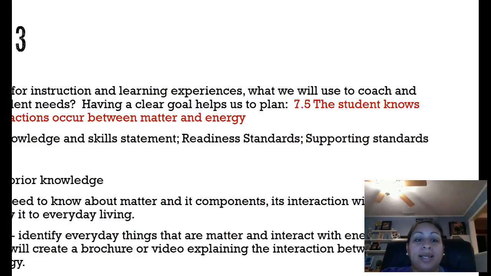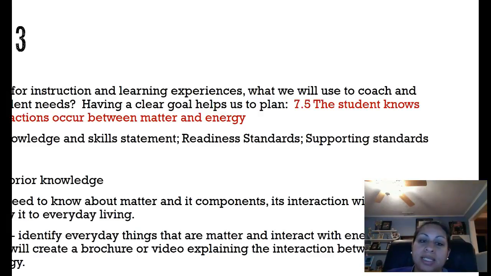This is where we plan how we're going to teach our students, what we're going to teach them. So planning for instruction and learning experience. I went ahead and put down once again the 7.5 knowledge and skills statements, which states the student knows that interactions occur between matter and energy. So this is something that they need to know. Okay.